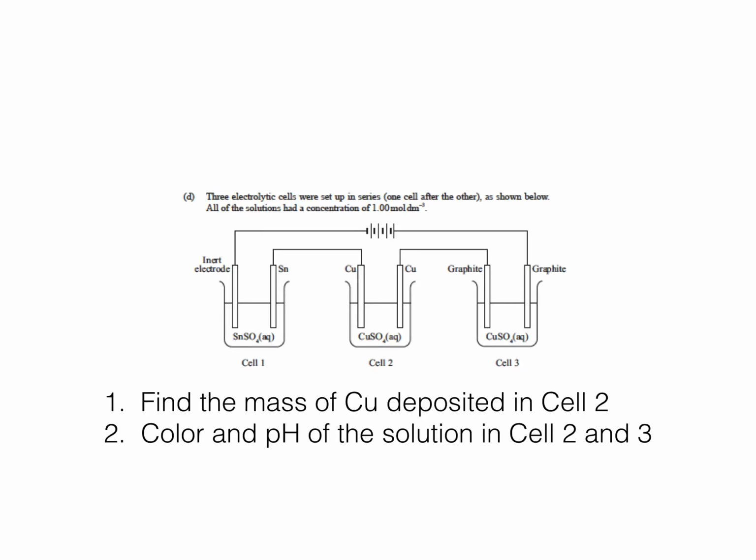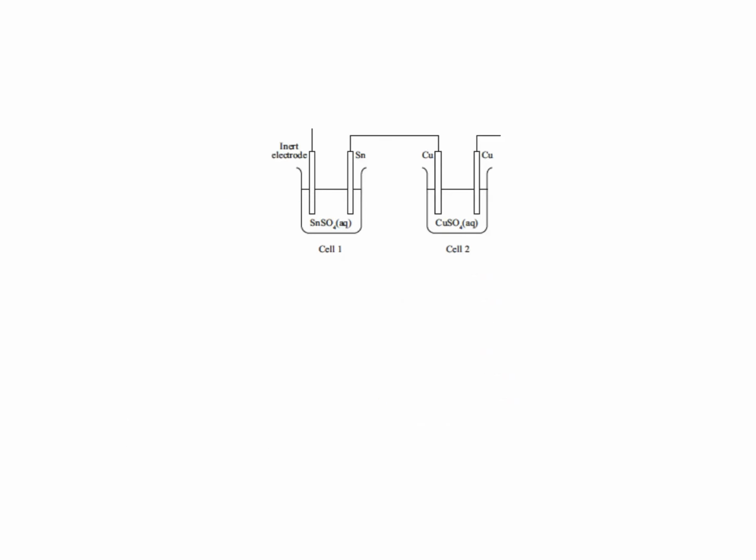So here we just look at cells 1 and 2 because we're given information about cell 1 and how much tin gets out of the electrode in cell 1. So let's take a look at what reactions are happening in both of these cells. Specifically, we'll look at the oxidation reaction in cell 1 and the reduction reaction in cell 2.